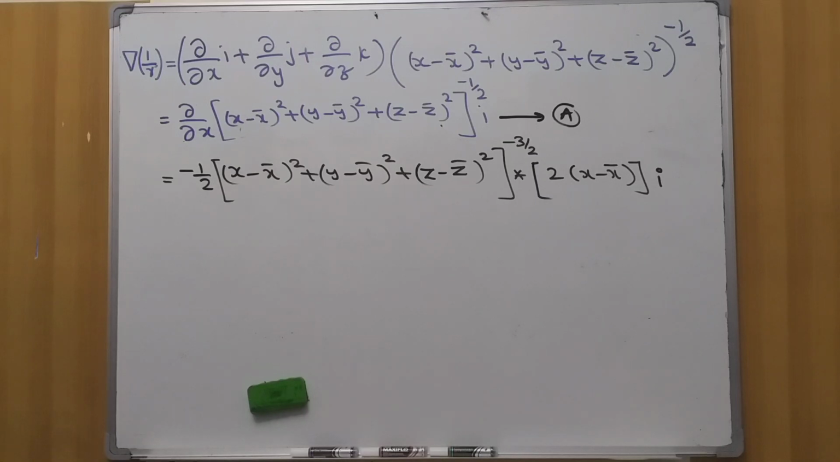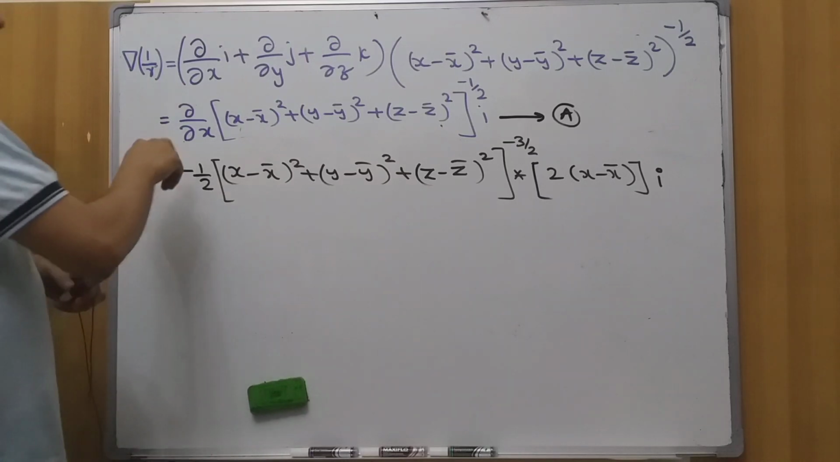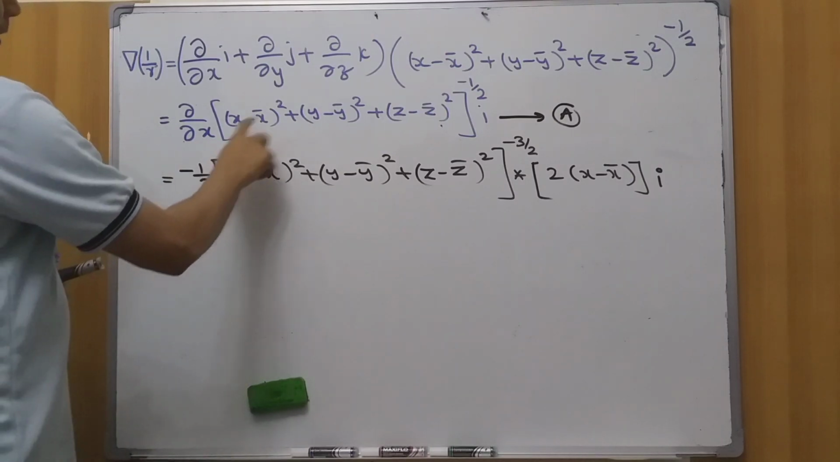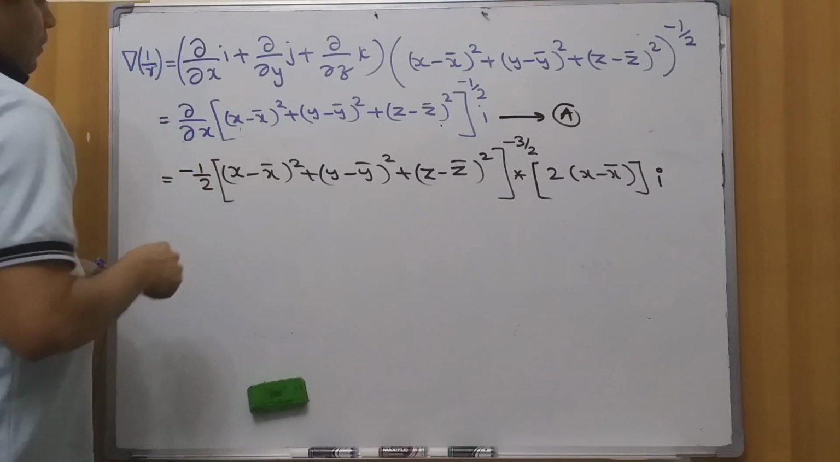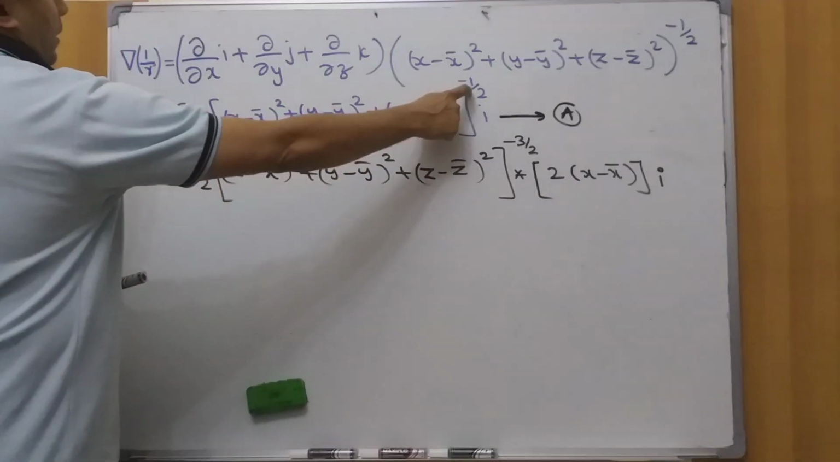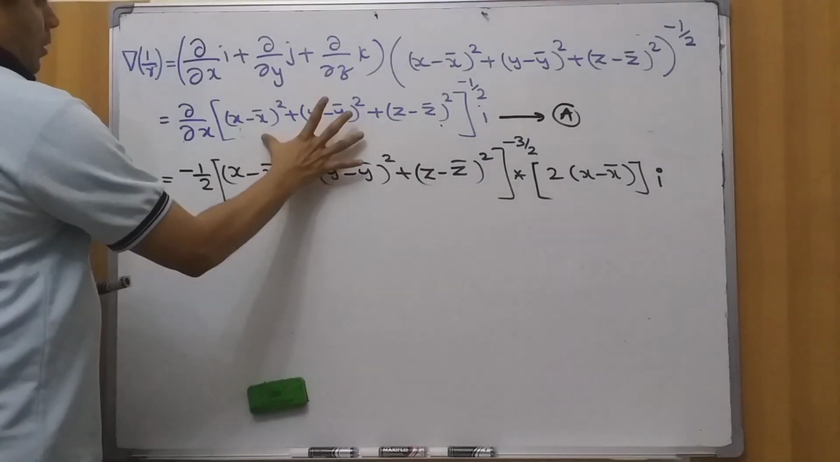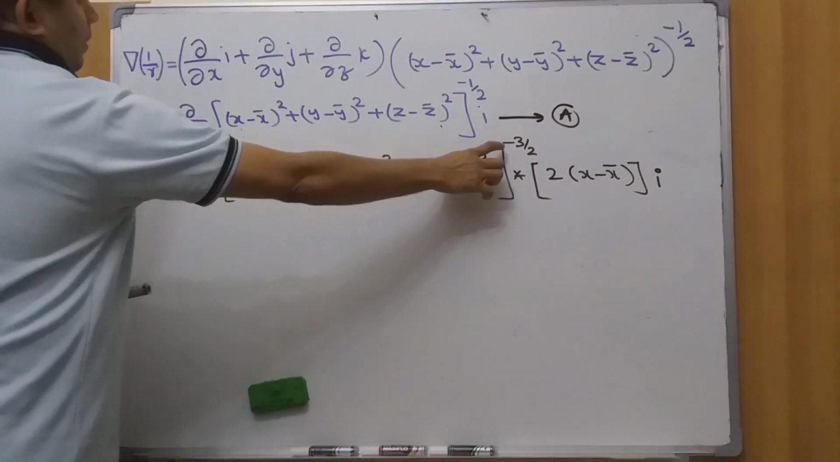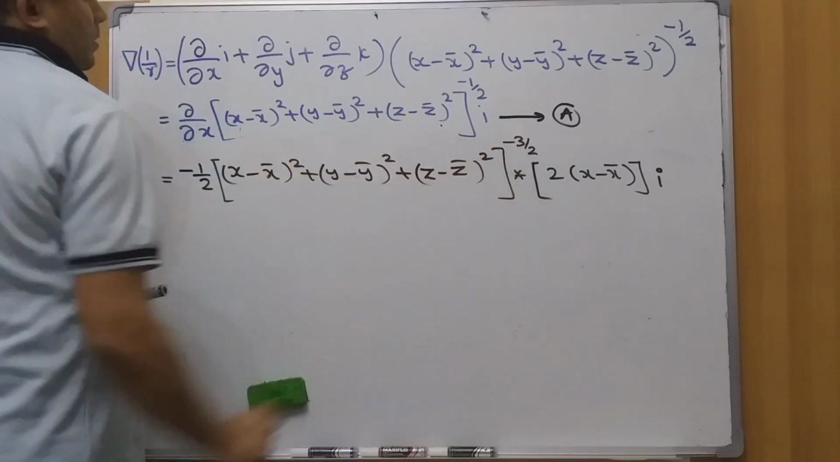So if you consider the part A, which is the partial differentiation with respect to x, then we will have an equation something like this. As we know that partial differentiation of x raised to n is n x raised to n minus 1. In this case n is minus half. So minus half the whole term, which is x minus x bar whole square, etc., to the power minus half minus 1, which is minus 3 by 2.